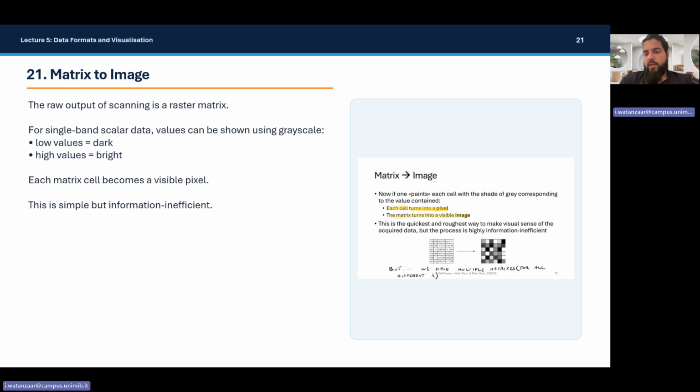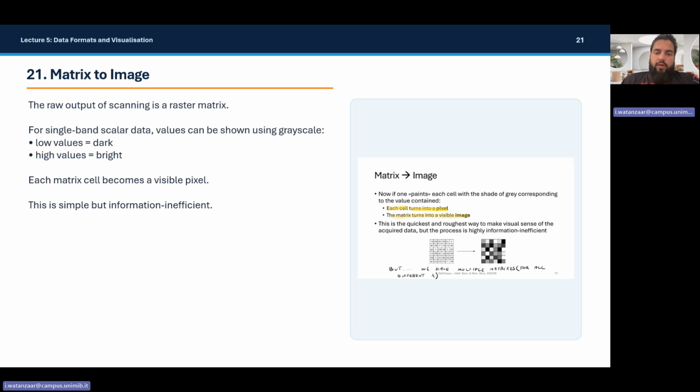Low values are dark. From the left side of the picture we can see that higher values mean bright. So where the values are lower, they are representing dark or gray, and where the values are high, they are representing bright. Each matrix cell becomes a visible pixel. Now this is becoming a pixel, and this is simple, but still inefficient in terms of information.